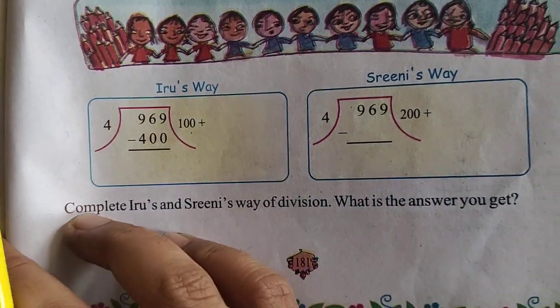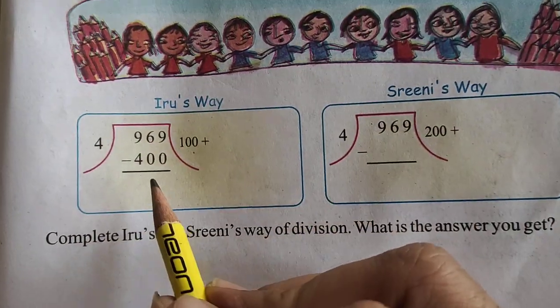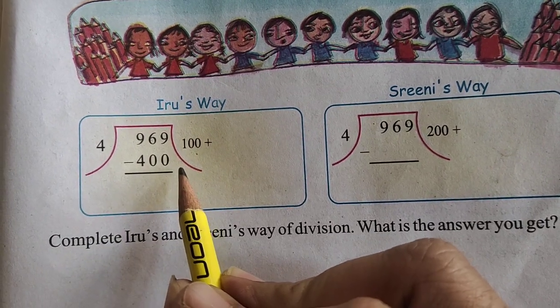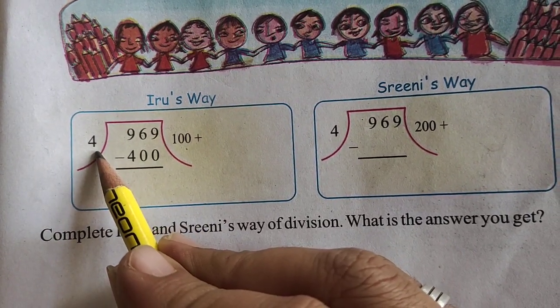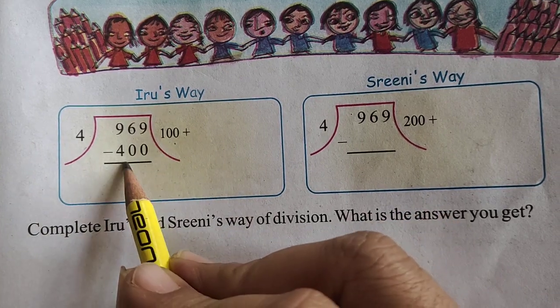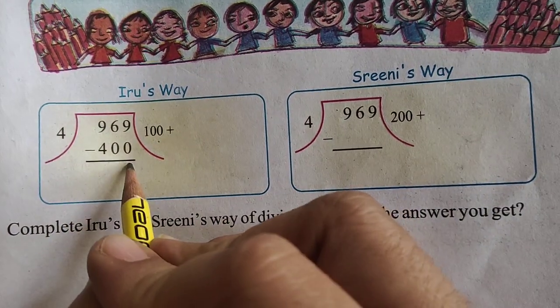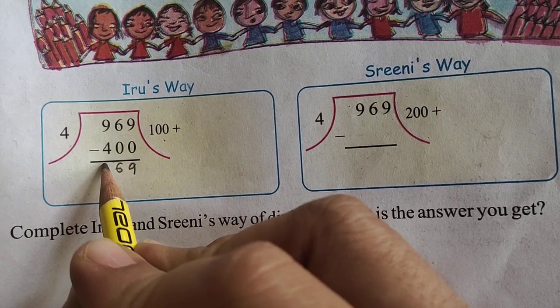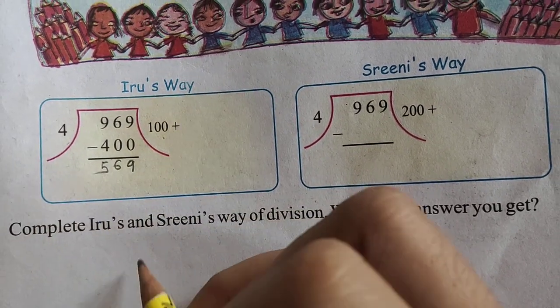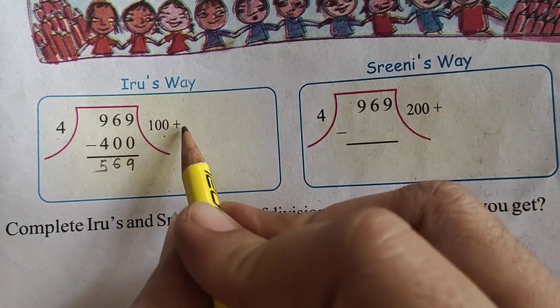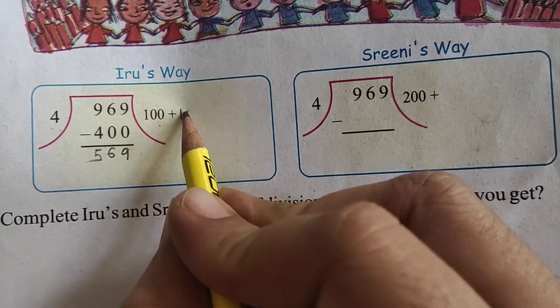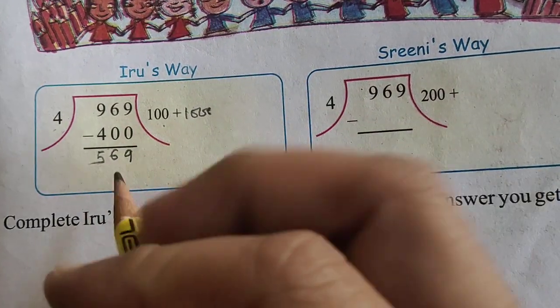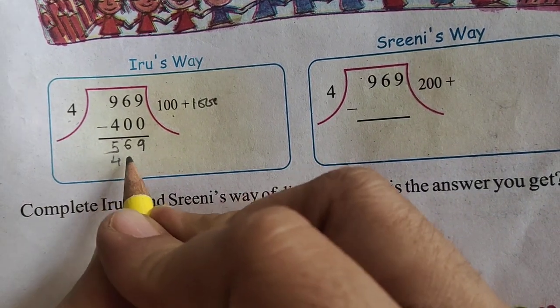Now, Iru, one of the students, divided by 4, isn't it? But 4 hundreds are 400. Now, how much is left? 9, 6, 9 minus 4, 5. Again, in this way, we can take 4 hundreds are 400.